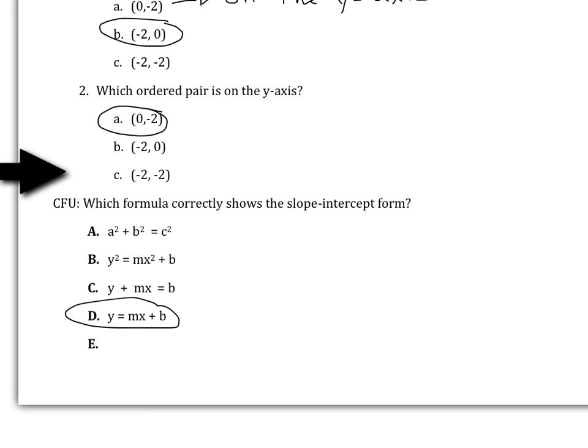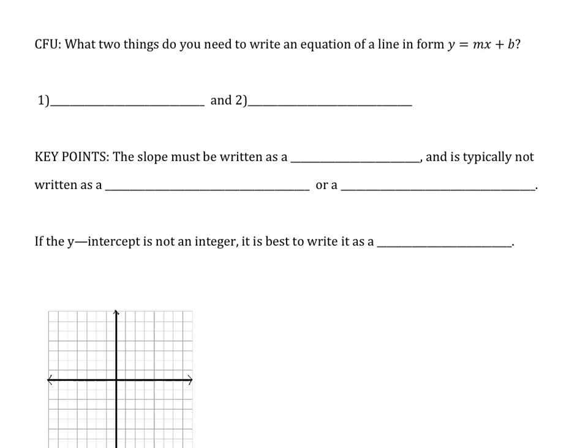Let's get started on our objective for today. We've gotten to do a little bit of review, gotten to know some new vocabulary words. Now we're going to get into the actual objective. So we're talking today about writing an equation in slope-intercept form. First thing I want to talk to you about is what two things you need to write an equation in slope-intercept form. Right? And those two things you need are the slope and the y-intercept. Okay, that is why it's called slope-intercept form.